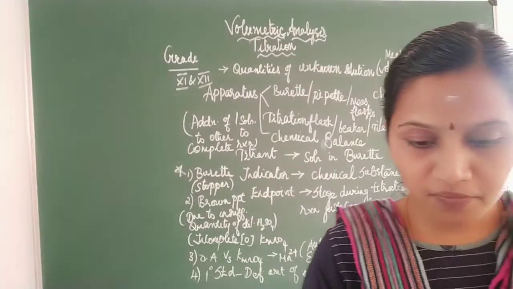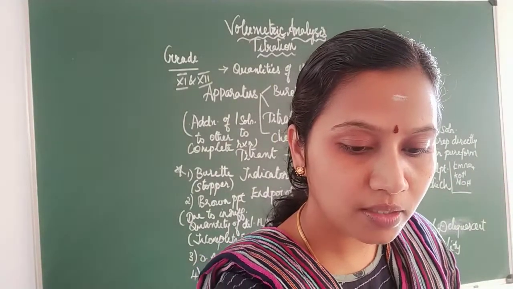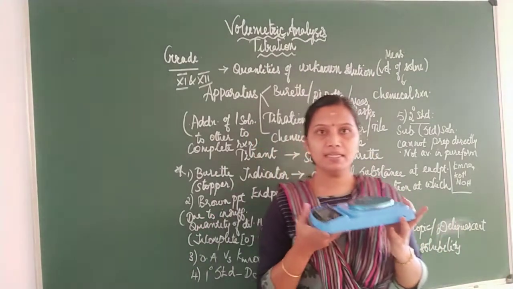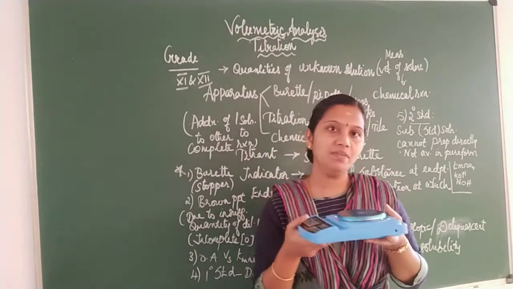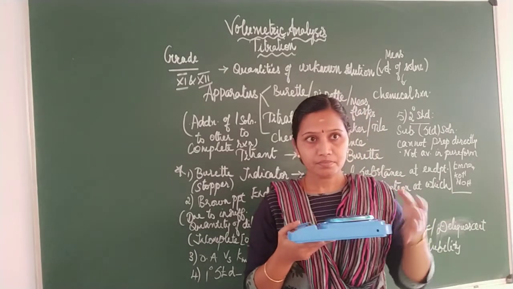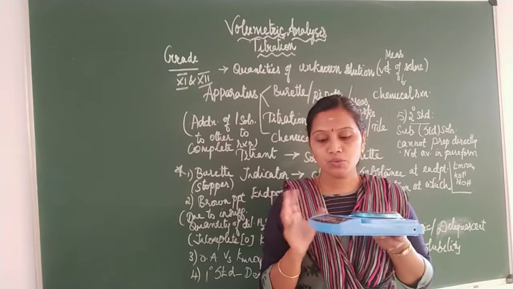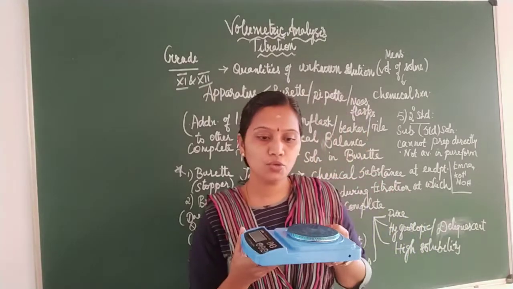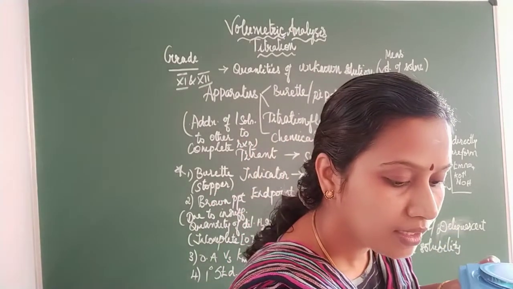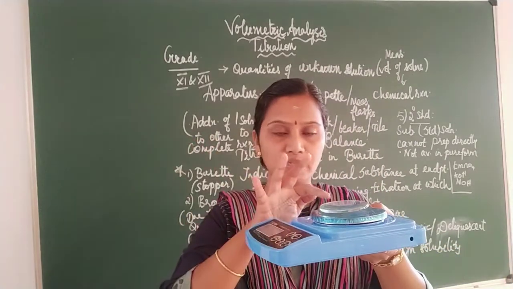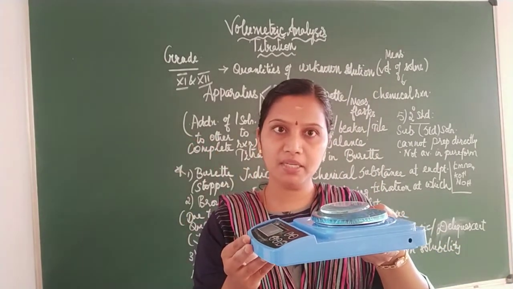So the last one which I wanted to show you is your balance. Previously they were using a physical balance where you will be having two pans and we need to measure it. But as days passed, we started digitalizing everything. So this is a digital balance. At first, I will be taking the weight of my watch glass, the empty weight.